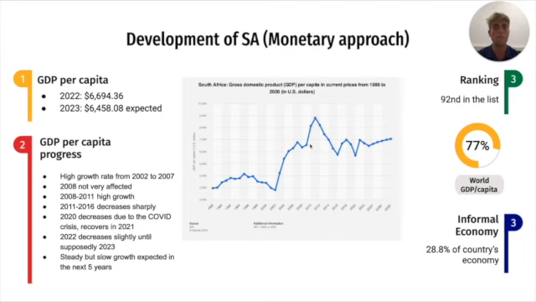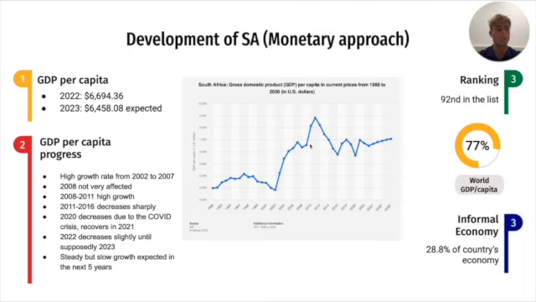As we can see in this graph, the GDP per capita in 2022 was approximately $6,700, and in 2023 is expected to decrease to 6,458. In the GDP per capita progress, we can see there is a high growth rate from 2002 to 2007. This is because of a combination of better export prices, a stronger rand, less inflation, and lower short-term interest rates to spark the economy of South Africa.